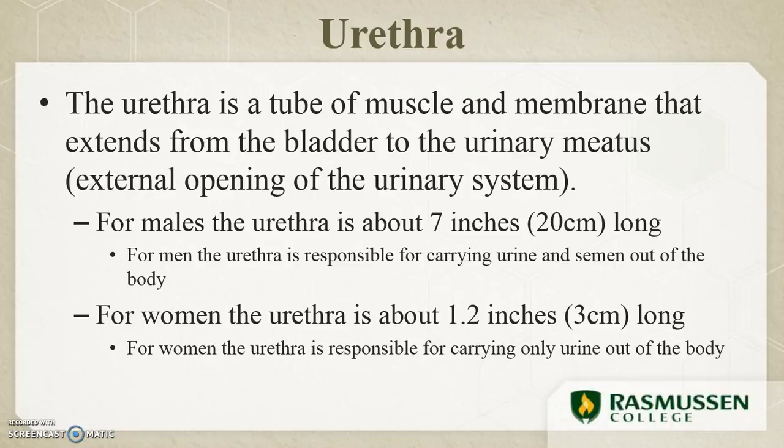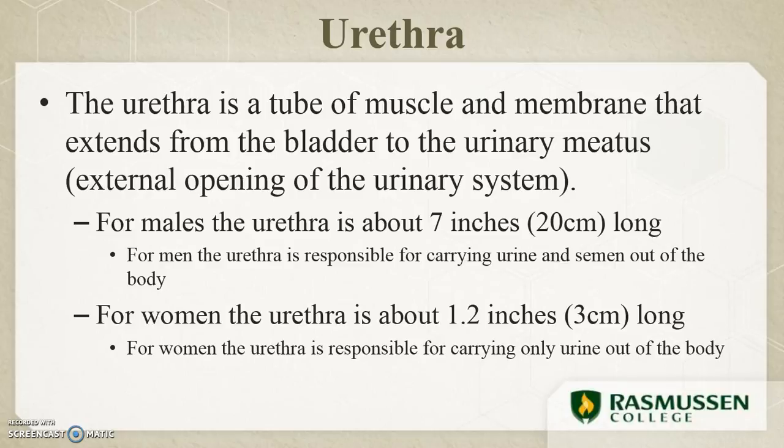And the last part is your urethra. Now, this is a tube of muscle and membrane that is responsible for actually voiding the urine out of the bladder and out of the body. It extends from the bladder to the urinary meatus, which is the opening of the urinary system.